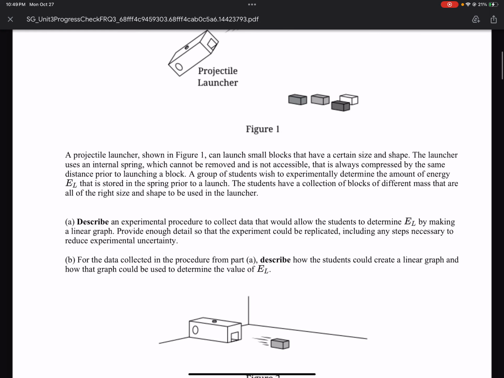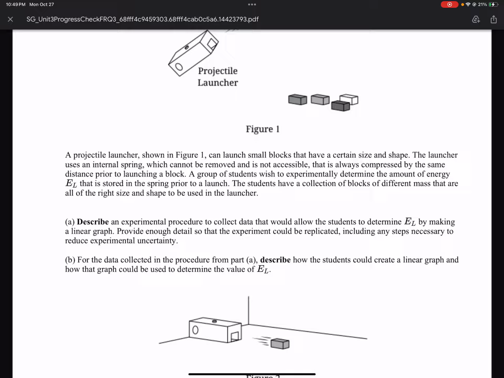All right, so yeah, in the interest of time, these ones are pretty straightforward. So here we have a lab, and we're going to be doing a lab tomorrow that's somewhat similar. Here what we need to do is describe an experimental procedure to collect data that would allow the students to determine the energy of the launcher by making a linear graph. And here we have these different blocks of different masses, and we have a projectile launcher with some internal spring. So it's always compressed the same way. The only difference is the masses.